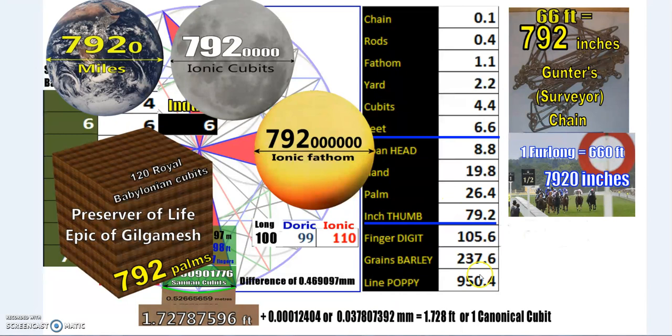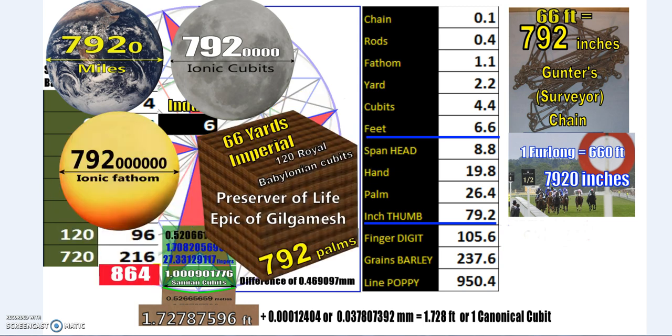So we see this connected: Gunter's chain, this esoteric hermetic period, and I'll go more because there's a lot more really crazy connections in regards to the Great Pyramid, the 1600s and the hermetic alchemy there, how they were really looking into weights and measures and pendulums. But anyway, 792 palms of the preserver of life, or the ark of the flood described in the Epic of Gilgamesh, converts to 66 imperial yards.